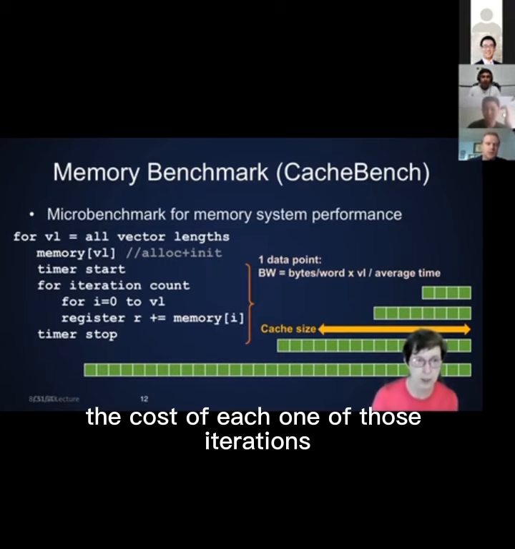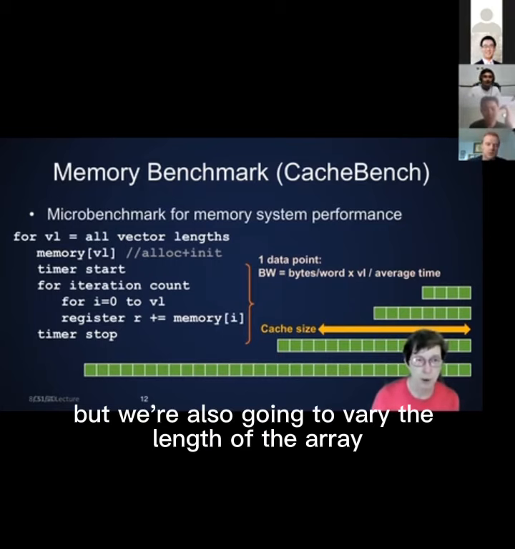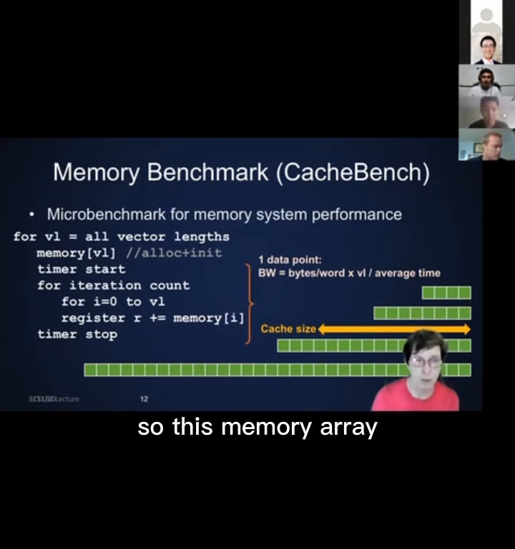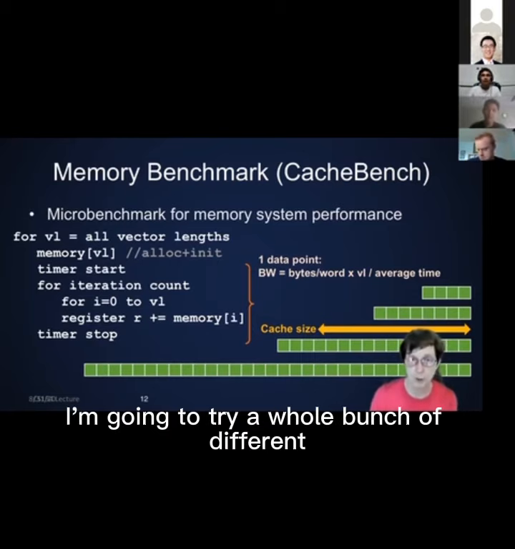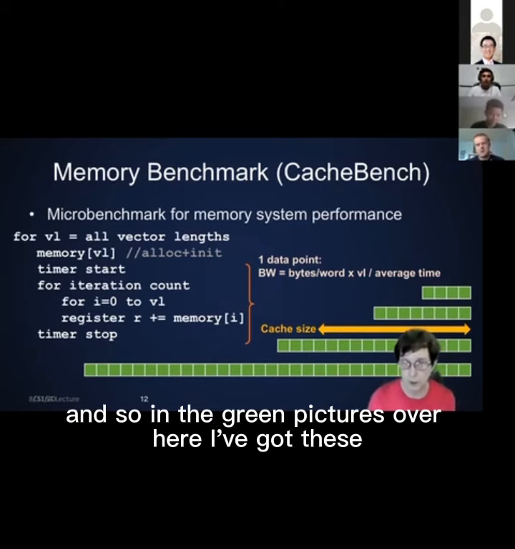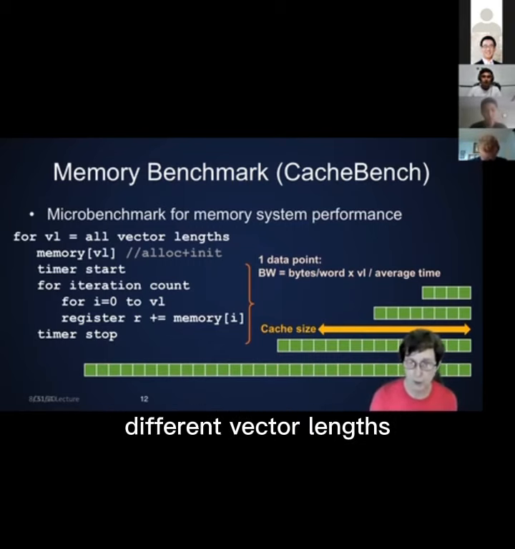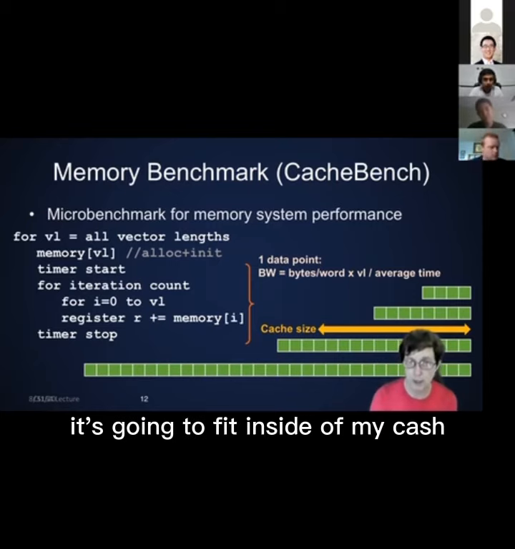But we're also going to vary the length of the array. So for this memory array, in this pseudocode here, I'm going to try a whole bunch of different vector lengths. And so in the green pictures over here, I've got these different vector lengths. If I've got a small vector, it's going to fit inside of my cache.